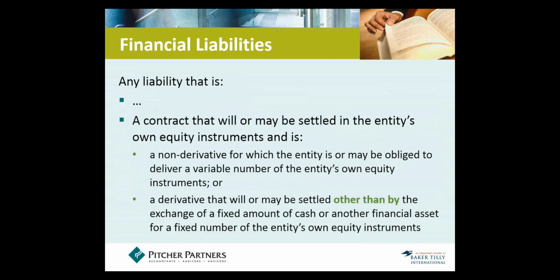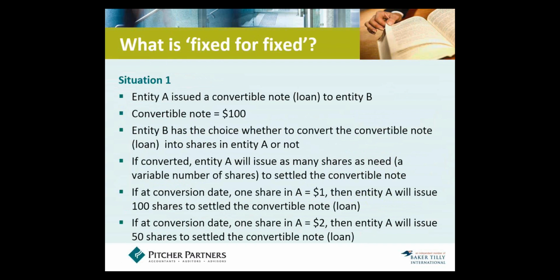It does my head in because English is not my first language. These double negatives, you find it in financial instrument standards a lot, and also in AASB 112 around income taxes. So I thought, let's move into, what is that fixed for fixed?